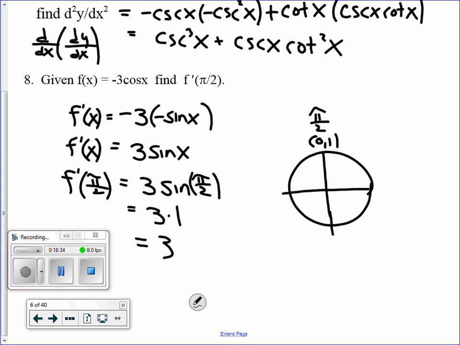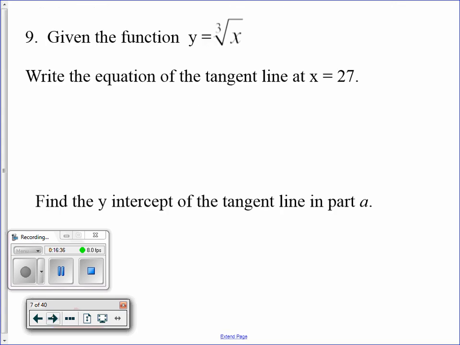All right, number 9. Given the function y equals the cube root of x, so that's the same thing as x, because there's a 1 here, to the 1/3 power over root. Write the equation of the tangent line at x equals 27.